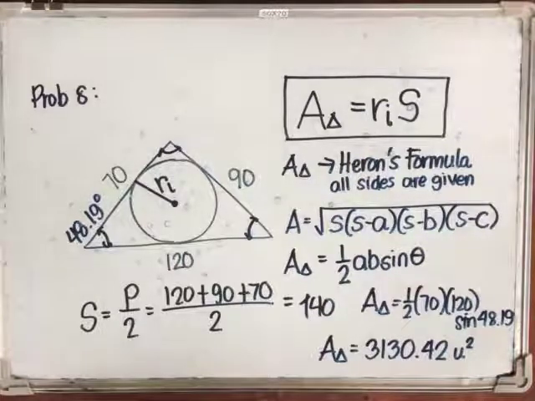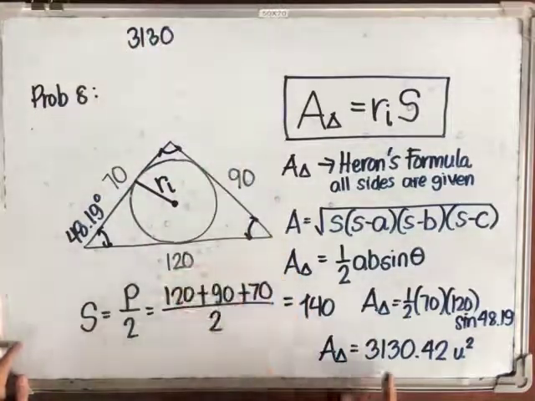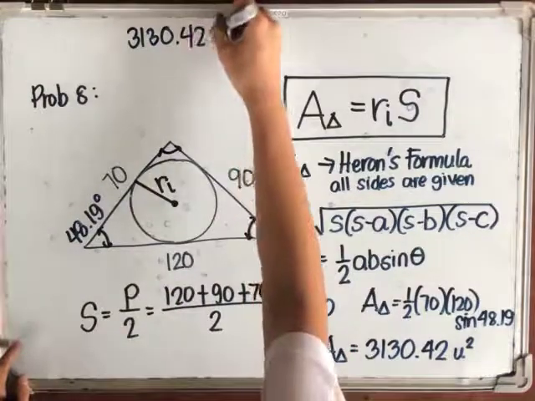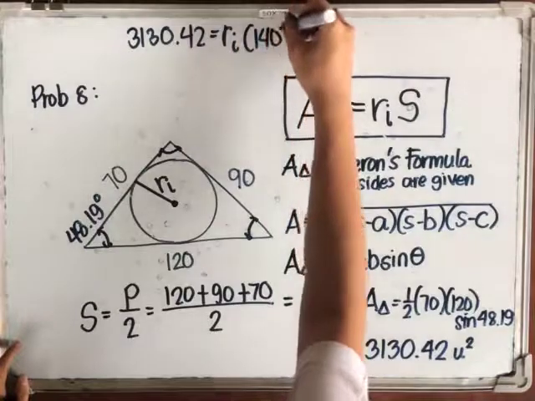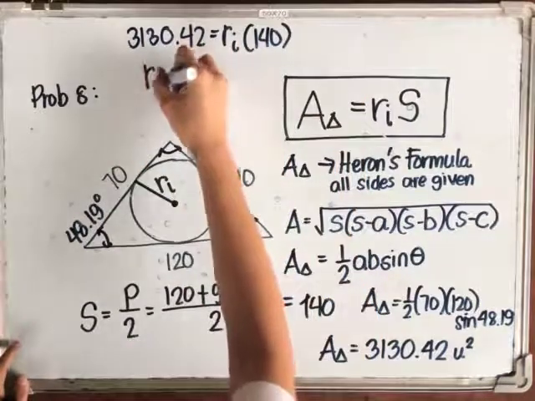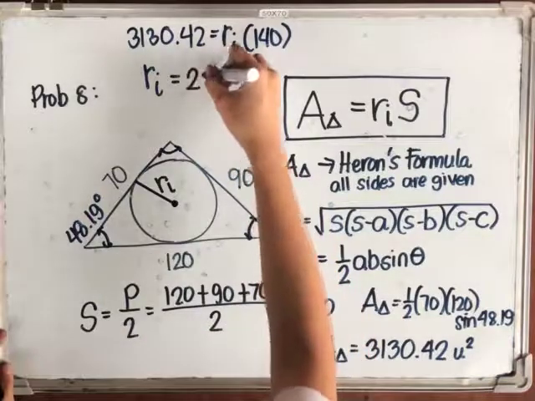Ayan. So, considering we have this area of the triangle and we have semi-perimeter 140, I guess we can now compute for the radius of the inscribed circle by using again the formula na binigay ko dito. Okay? Let me write our final answer here. This one is the area, 3130.42, is equal to your unknown R sub I and your S is 140 semi-perimeter. And that will give you R sub I, radius of inscribed circle, equal to 22.36.